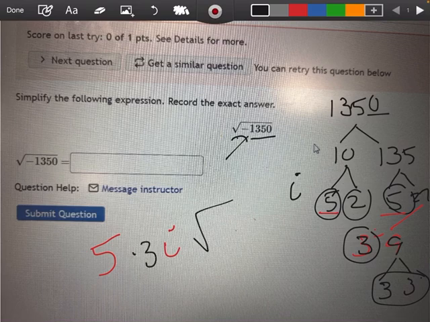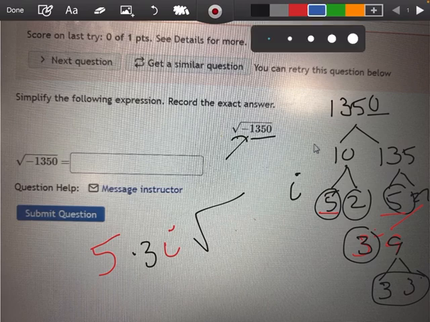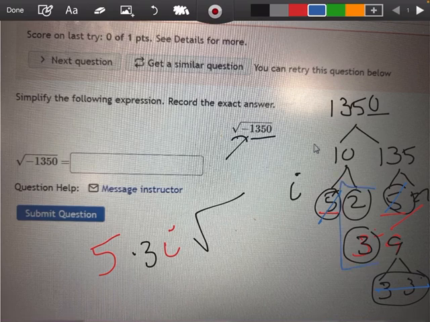Now, let's see what's going to go back inside. Well, we paired up the 5s, so the 5s came out. We paired up those 3s, so those 3s came out. But that 2 and that 3 were not paired up, so they've got to go back inside. And if we multiply them, that's going to give me a 6. Okay. Now, I'm just going to multiply these numbers here. 5 times 3, that's going to give me 15i times the square root of 6.